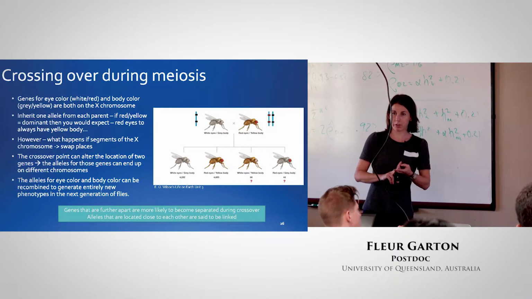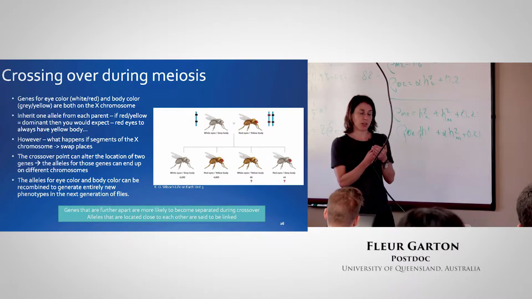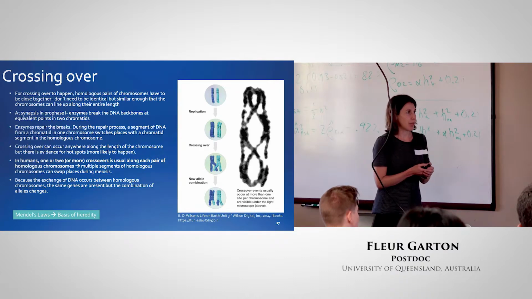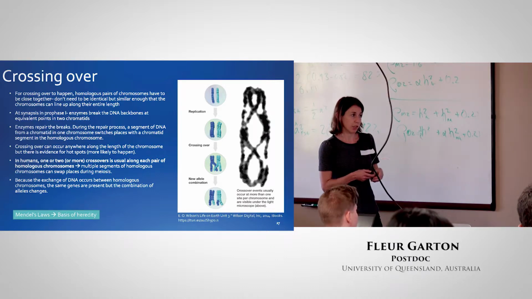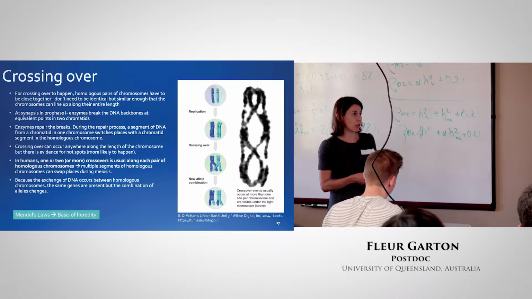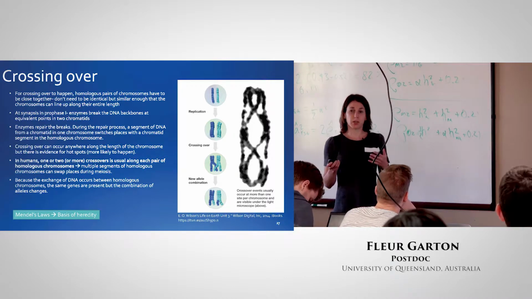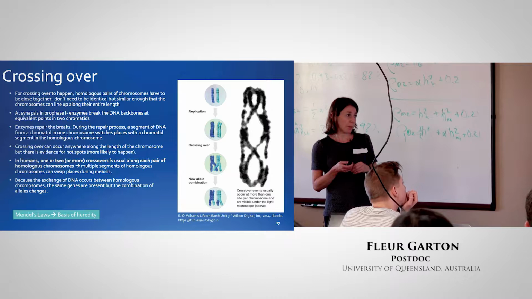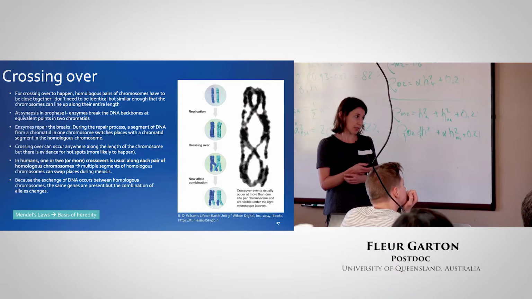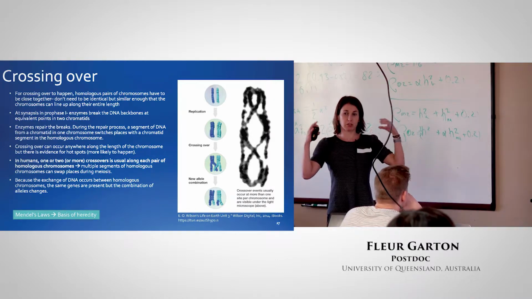Two points to make about recombination: genes that are further apart are more likely to become separated during the crossover process, and alleles that are located close together are said to be linked. This is a diagram of the crossover happening. Here you can see the break between the 2 lined-up homologous chromosomes, and here they've swapped positions. It can occur anywhere along the chromosome, and in humans it's actually quite common. There are 1 or 2 crossovers or more, which is usual along each pair of homologous chromosomes. So multiple segments of homologous chromosomes can swap places. The same genes are present, you're still inheriting the same genes, but the combination of the genes changes.